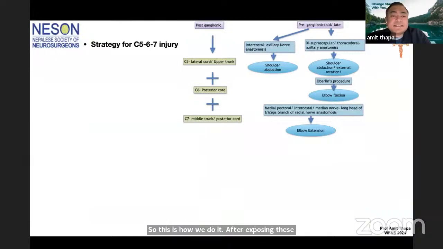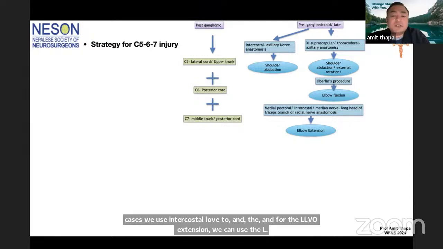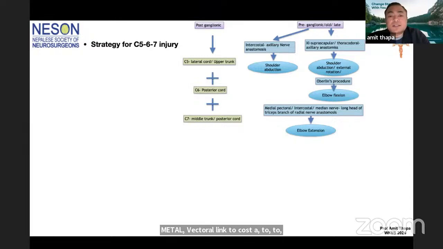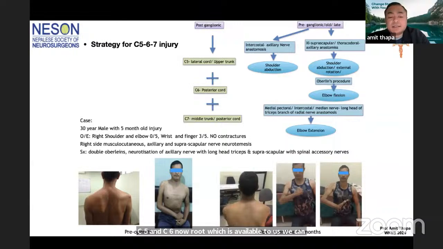Now for the C5, C6, C7 injuries, we go again in a similar manner. The only thing is that we do not have the luxury of using the triceps branch. In those cases, we use the intercostal nerve to neurotize the axillary nerve. And for elbow extension, we can use the medial pectoral or intercostal nerve to neurotize the long head of the triceps. However, if it's a post-ganglionic injury, then in addition to the C5 and C6 nerve roots, which are available to us, we can use a C7 nerve root to neurotize the medial trunk and the posterior cord. And this is how it happens.